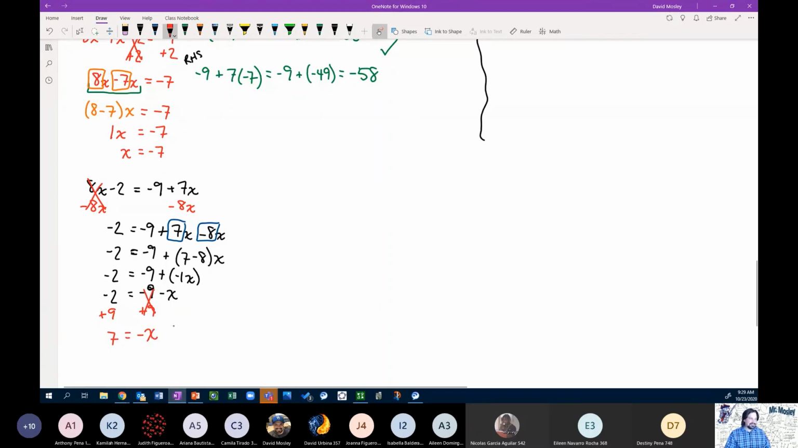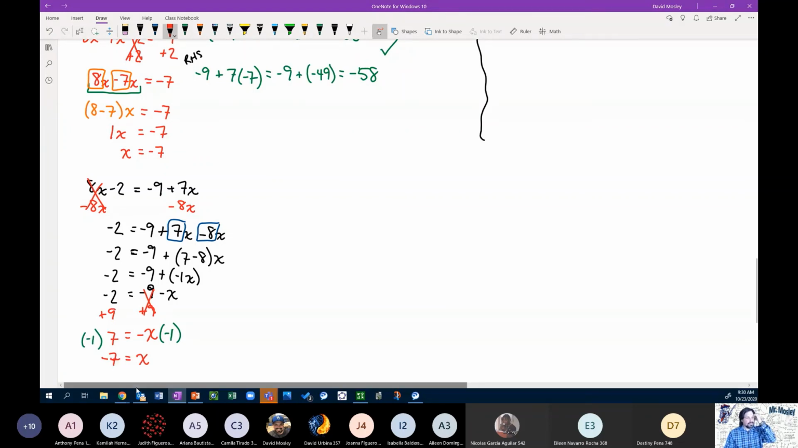Negative x is not what I want. I need positive x. I just need x equals. I can't have negative x equals. So to undo the negative, I multiply by negative 1, because a negative times a negative is a positive. So I have negative x times negative 1, which cancels the negative sign, essentially. Negative 1 times 7, negative 7 equals x.